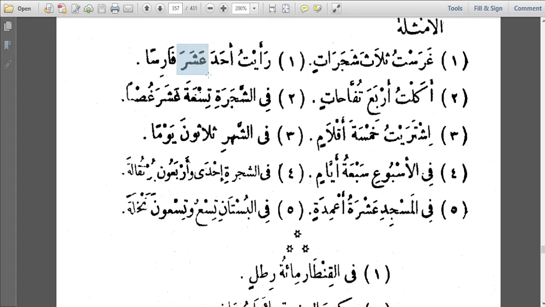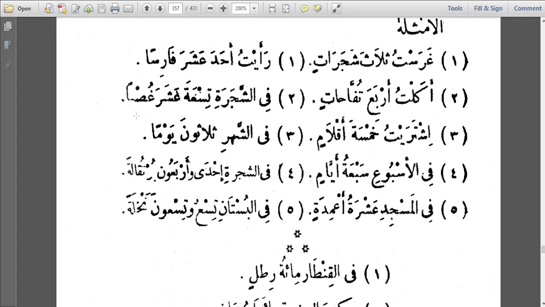just as I mentioned with the ashara, you see here without tau marbuta, the shin has fatha. So I saw 11 horsemen. Faris is a horseman or a warrior. Fi shajarati tis'ata ashara gusnan, in the plant there are 19 branches. Gusn is branch. في الشهر 30 يوما, in a month there are 30 days.